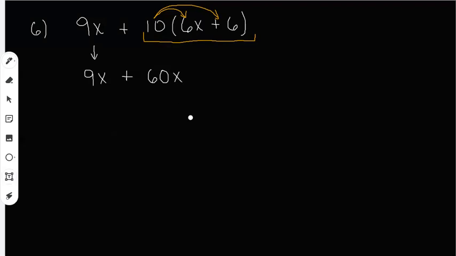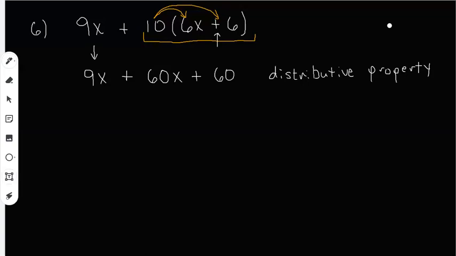60x. And then I have a plus sign in the middle right here, so I need to bring that down. So I bring down a plus. And now I have to multiply 10 by 6. And that's pretty easy, right? You just get 60. So here I did the distributive property. I multiplied everything on the inside by 10. That's all that I did.